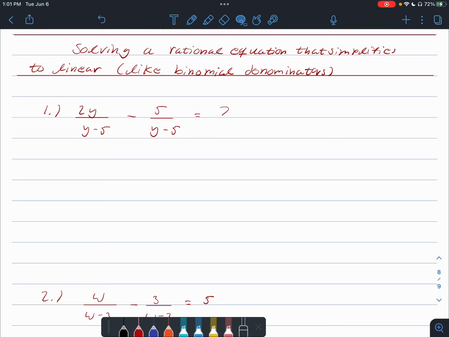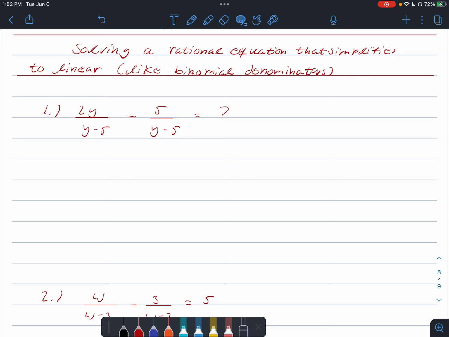In this video, we are going to be solving rational equations that simplify to linear equations. And in these examples, we're going to be having binomial denominators. Anytime you see an equation where you have binomial denominators, I would try and combine them into one fraction.